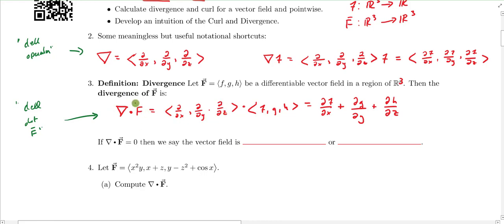So this notation is really meaningless, but it's a shortcut for remembering the formula for divergence. So what do you need to know? You need to know that this is equal to this. Okay? So let's say a couple things here. How would we read this?